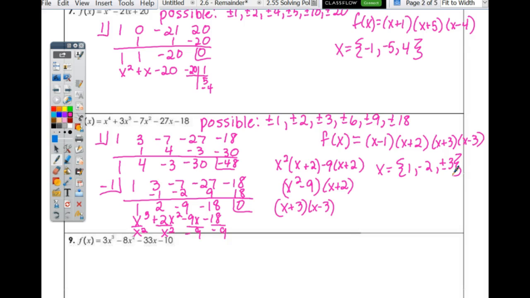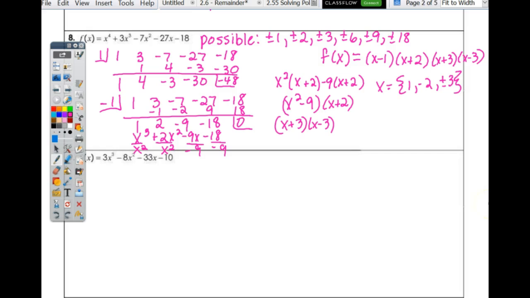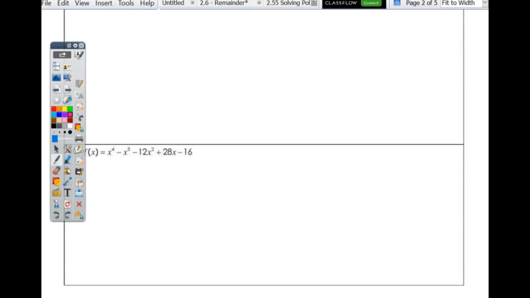So just a couple hints, out of all of these, the numbers are small, right? Usually they're small numbers. So somebody said try 18. Normally you start on the small end and go this way, okay? Okay, let's do number 10. Okay, so list the possibles.